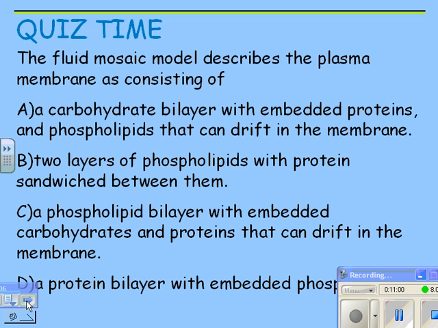Yay! Okay, last one. The fluid mosaic model describes the plasma membrane as consisting of a carbohydrate bilayer, nah, it's a lipid bilayer, two layers of phospholipids, there you go, with a protein sandwiched between them, nope, a phospholipid bilayer, I like that, with embedded carbohydrates and proteins that can drift in the membrane, that's it. A protein bilayer, nope, it's a lipid bilayer.